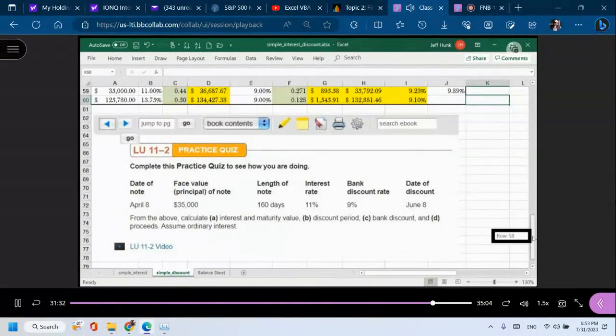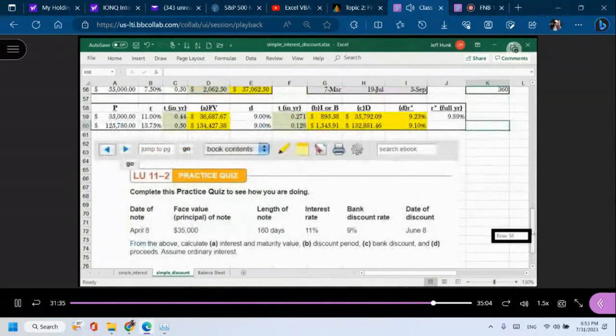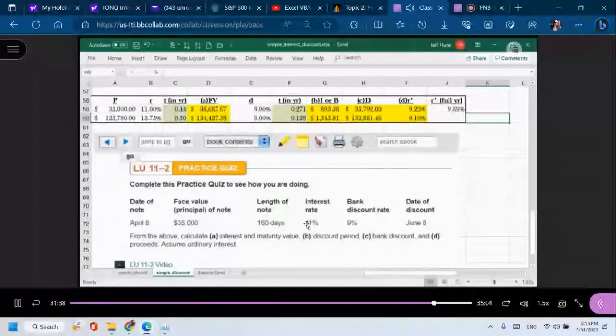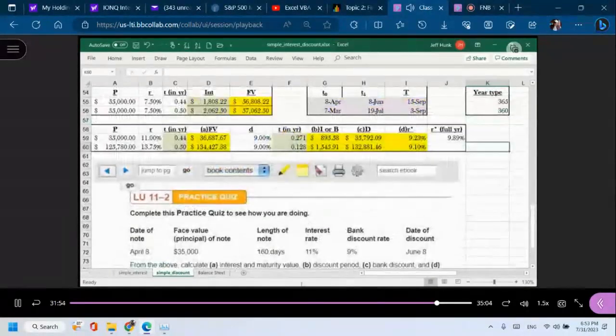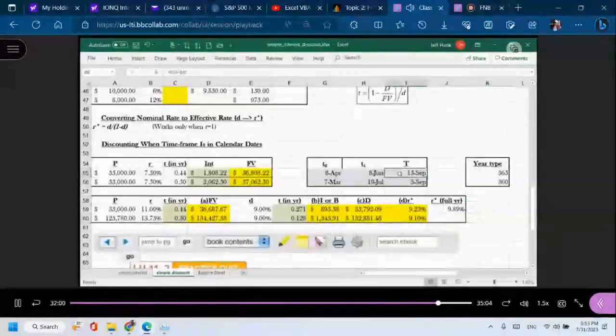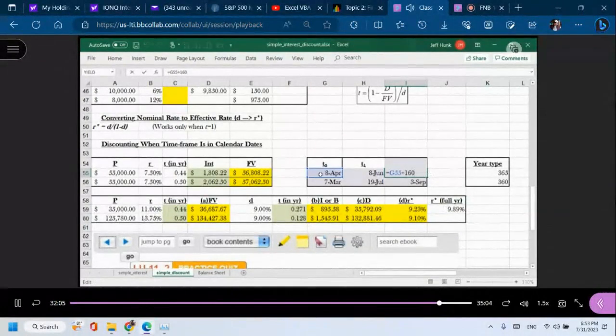From the data, I've been telling you, you should be able to construct the correct narrative. This is what this is. We gave you a length of note, 160 days. How do I know 160 days from April 8th is this? Of course, I found it: G5, this plus 160, and then you'll get that.